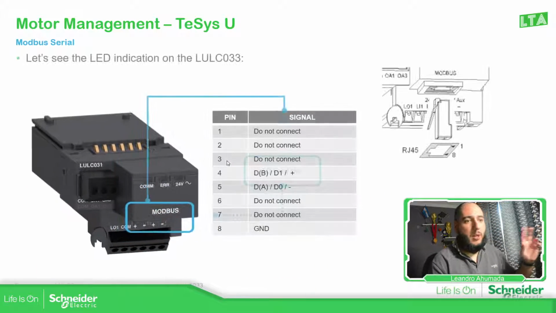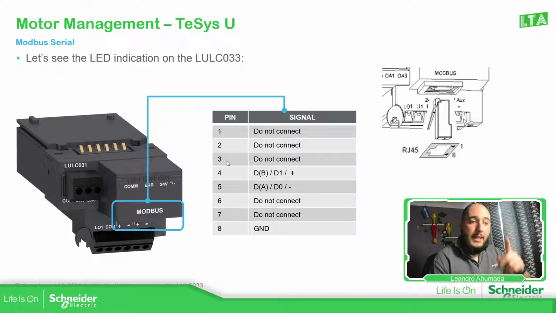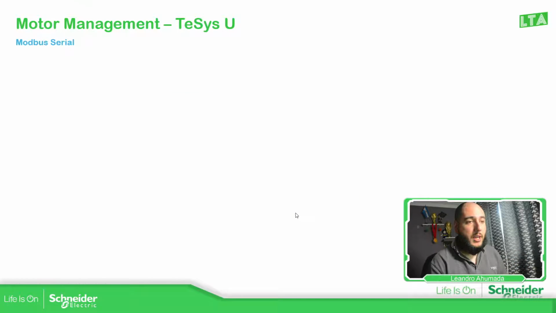I'm not going to explain this part, I already explained that before. Here is something important. If you're using the Modicon M221, you are probably going to use the Schneider cables, but if not, then you need to make your own cable and follow this for the three wires that you need: pin 4, 5, and the ground.